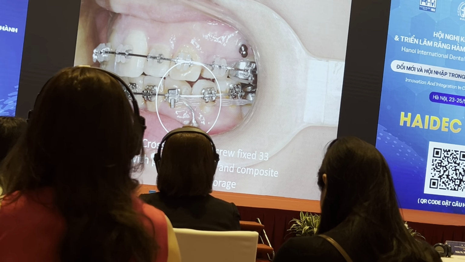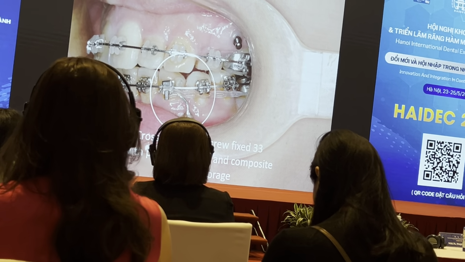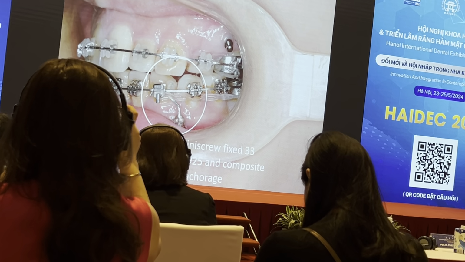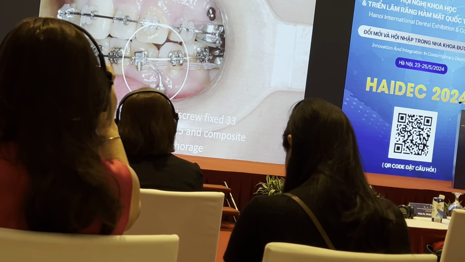So on the left, a cross-hook was used to fix the position of 3-3 with passive wire and composite, so that the space could be closed from behind with power chains without changing the lower midline.